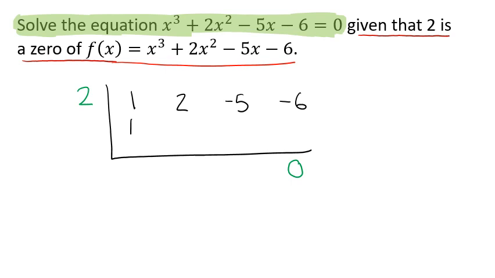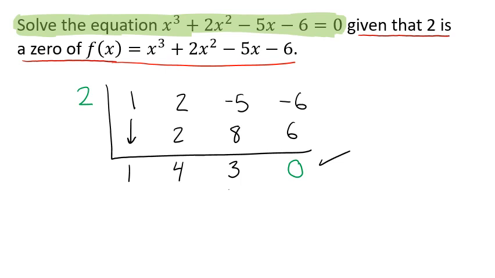All right, let's just make sure that works out. Bring down the 1. 2 times 1 is 2. Add down, we get 4. 2 times 4 is 8. Add down, we get positive 3. 2 times positive 3 is 6. Add down, check. Yes, we do get 0.